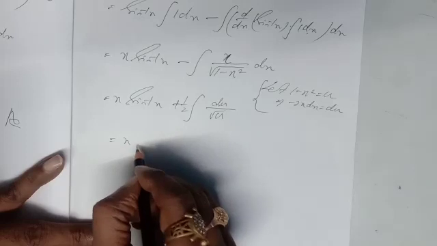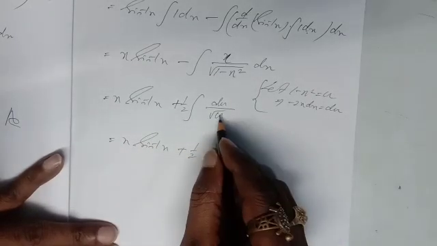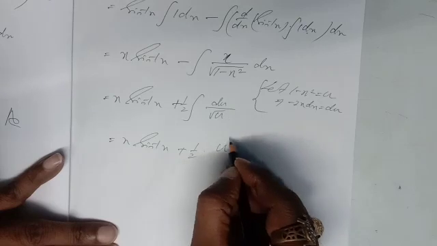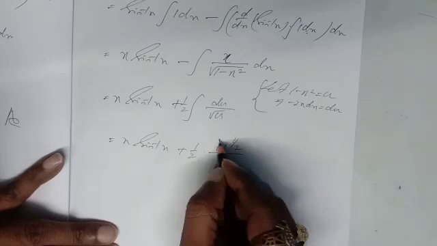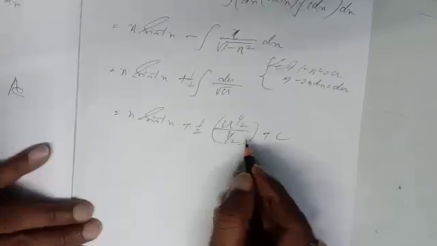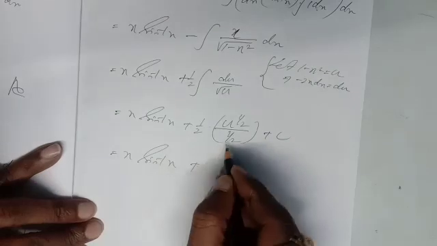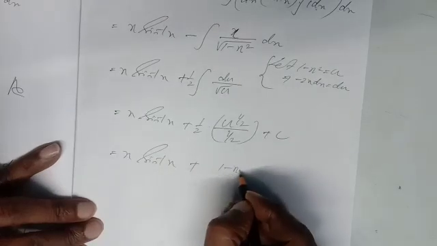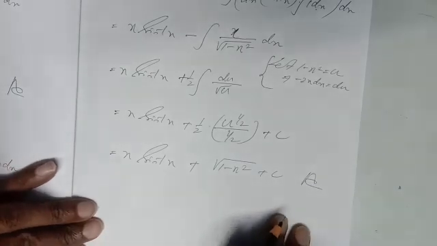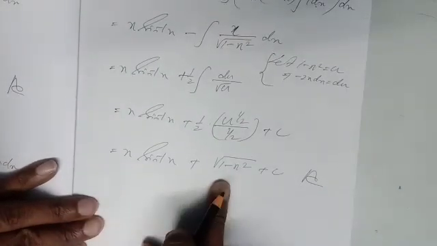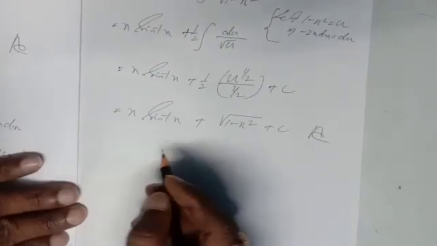The final answer will be x sin inverse x plus half, u to the power minus half, so u to the power minus half plus 1, that is 1 by 2, divided by 1 by 2, plus c. The halves cancel: x sin inverse x plus u, and u means root over 1 minus x square, plus c. So the answer is x sin inverse x plus root over 1 minus x square plus c. In this way question number 3 is also completed.